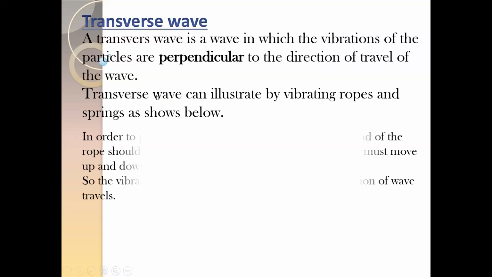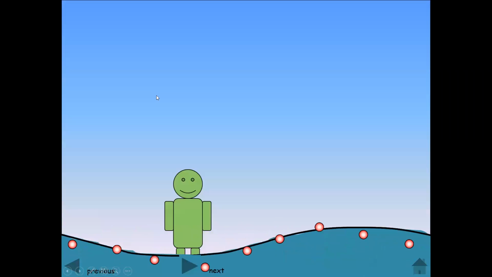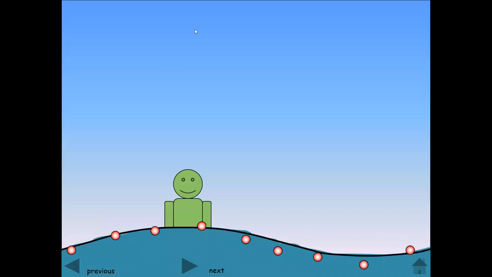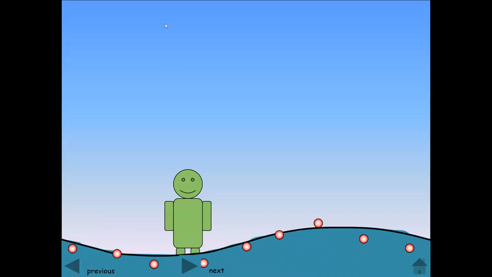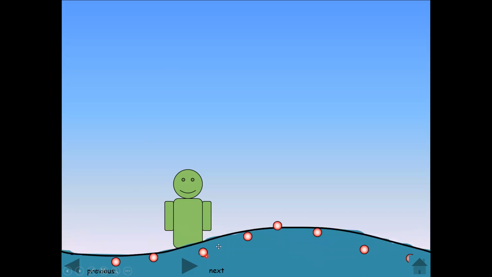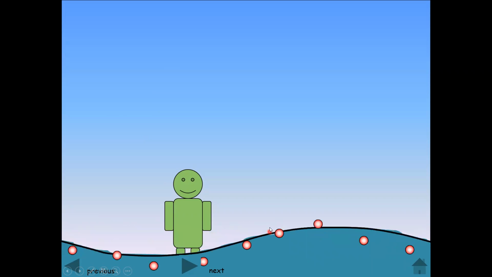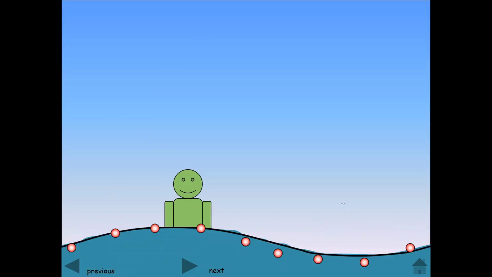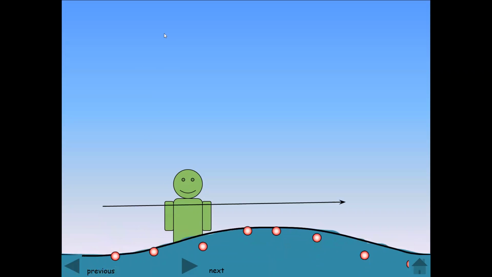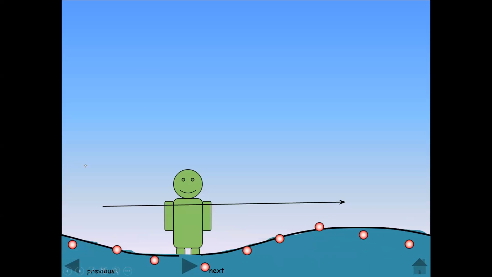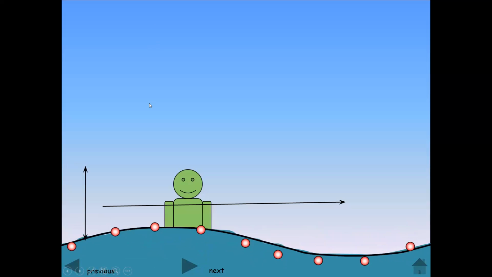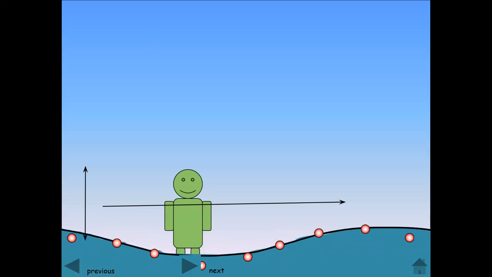So in a transverse wave, the particles vibrate perpendicular to the direction of the wave, as you can see here in this animated image. These are the water particles. These particles are moving up and down. But the wave is traveling towards the right hand side. So when you compare the direction of the particle and the direction of the wave, the direction of the particle is up and down and the direction of the wave is towards the right hand side. So we call that a transverse wave.